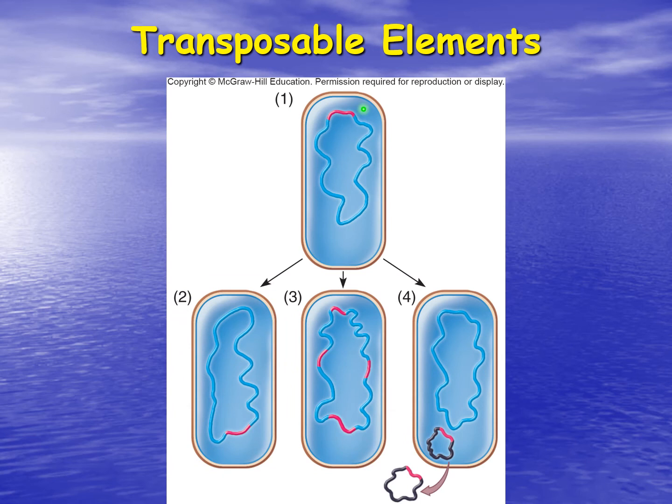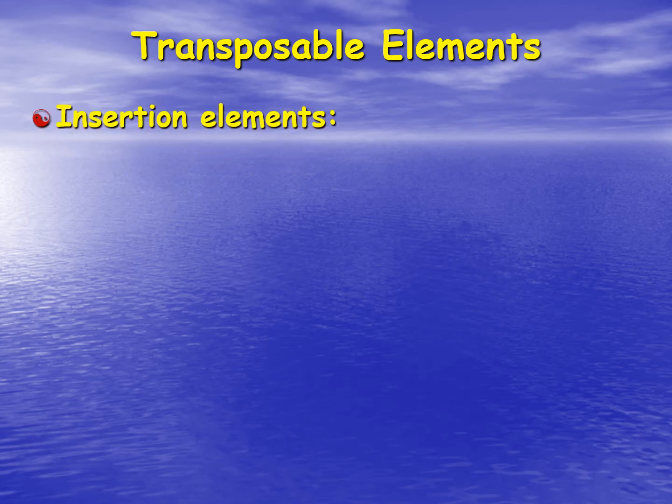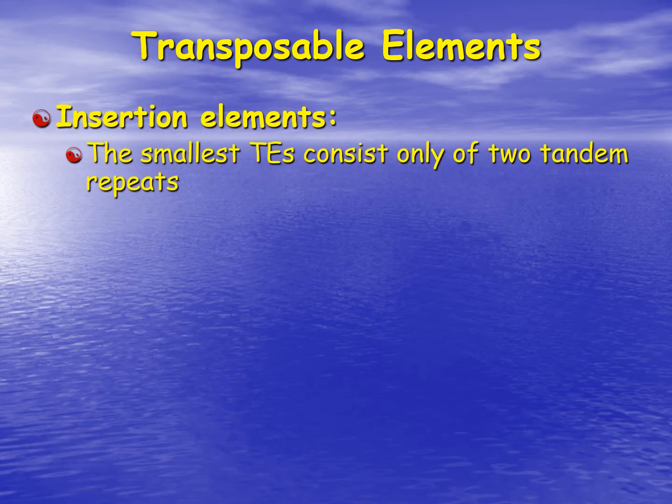So here's a transposon, and it could simply move from this area over to this area. Or we could actually move it and copy it so that we move copies of it around. Or we could move it to the plasmid, and the plasmid then could be transferred to another cell, either through conjugation or another method. Insertion elements are the smallest transposons that exist, and they consist of two tandem repeats within the genetic code. And I'll show you a picture of that in a moment.